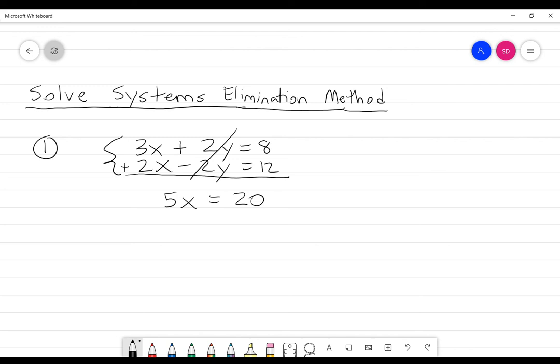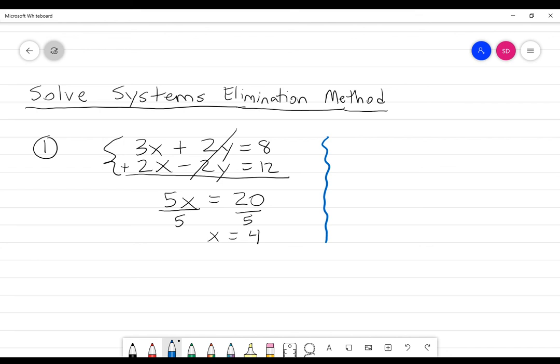And so now this is a much easier problem to solve. I can evaluate this and solve for x. So I would divide both sides by 5. And just like that, you've got the first value of one of your variables, which is x equals 4. Remember though, with our systems, there's another coordinate because we're looking for a solution, which is an xy value.